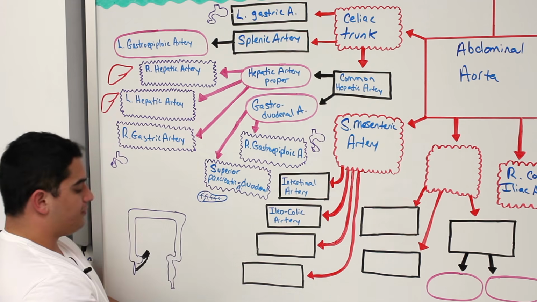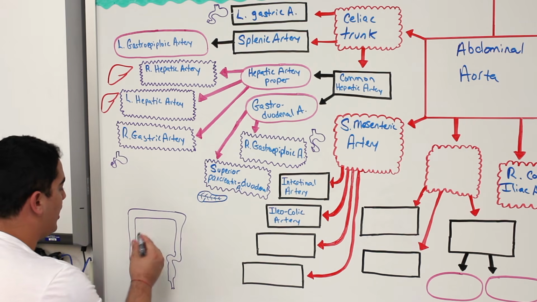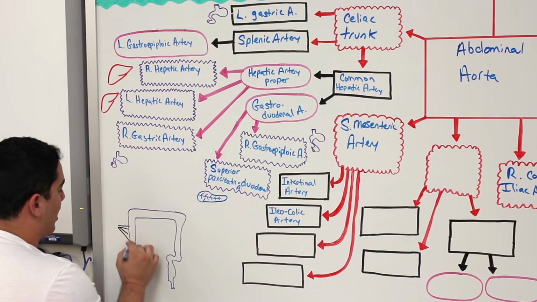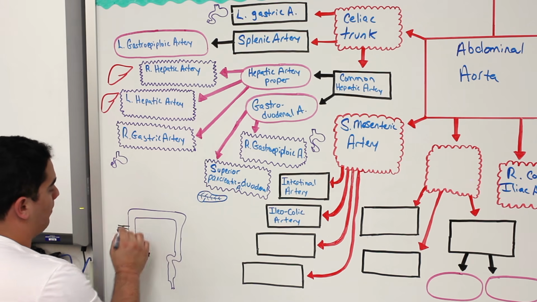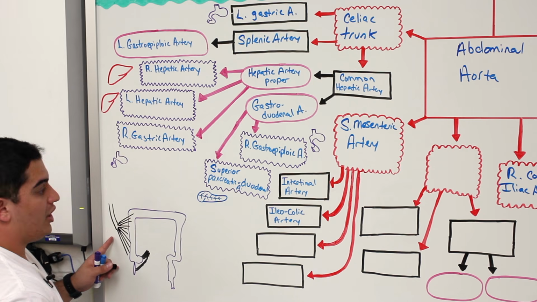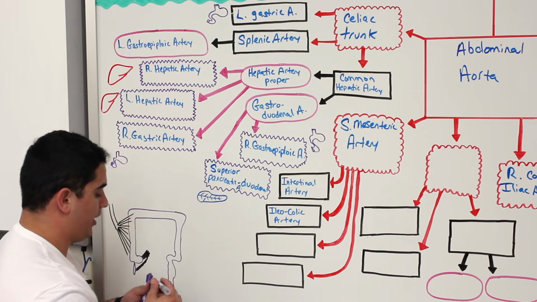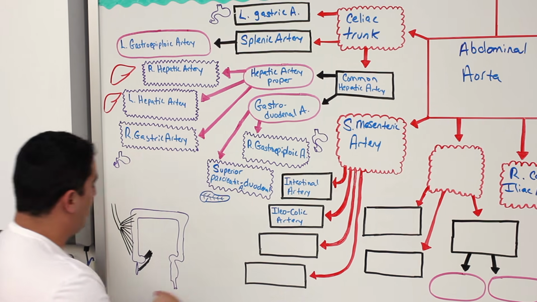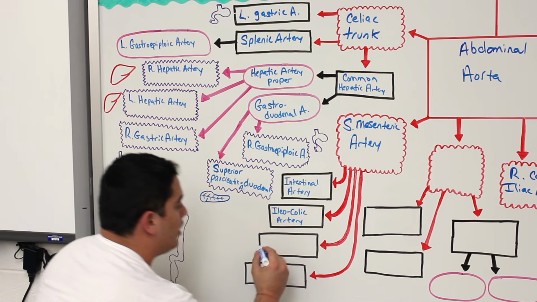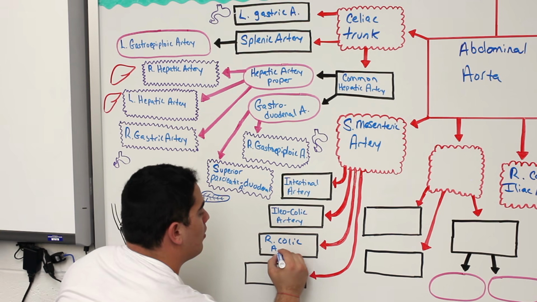The next one is going to supply this ascending colon. So now you're going to have this part here, a branch that's actually going to be supplying a lot of the ascending colon. If it's supplying a lot of the ascending colon, this specific branch is on the right side, so it's called the right colic artery. Okay, so this is the right colic, mainly supplying the ascending colon. So this is called the right colic artery.